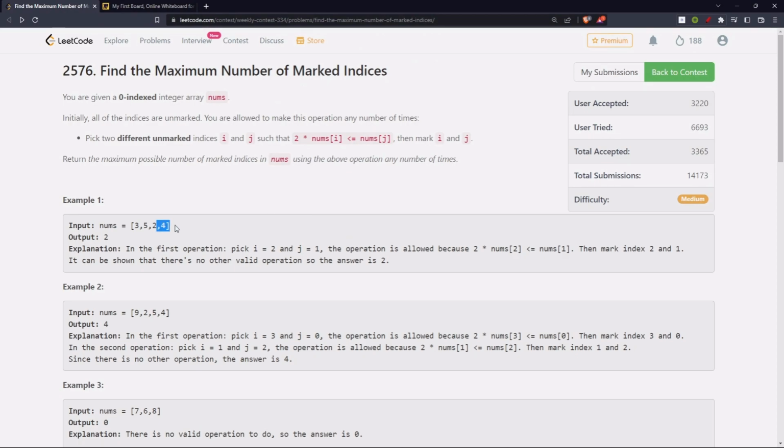We have 3, 5, 2, 4. The answer is 2. Pick i equals 2, that is this, and j equals 1, that is this. This thing is happening: 2 times 2 is less than or equal to 5. So we took two indices, that's why our answer is 2. It's not possible to do it with any other, right? Like we can have 2 times 2 less than or equal to 4, but we have already used this index. So our answer is at most 2.